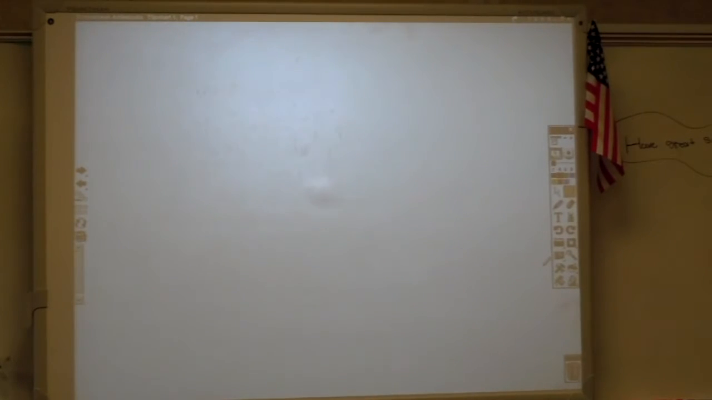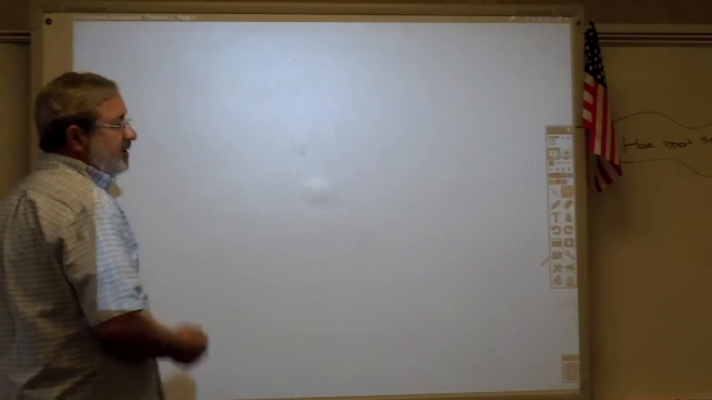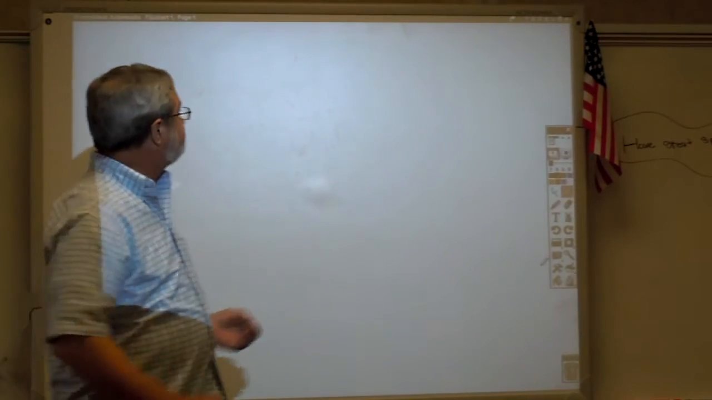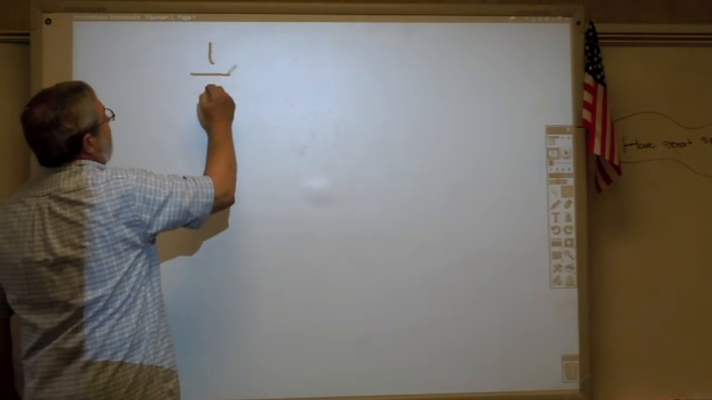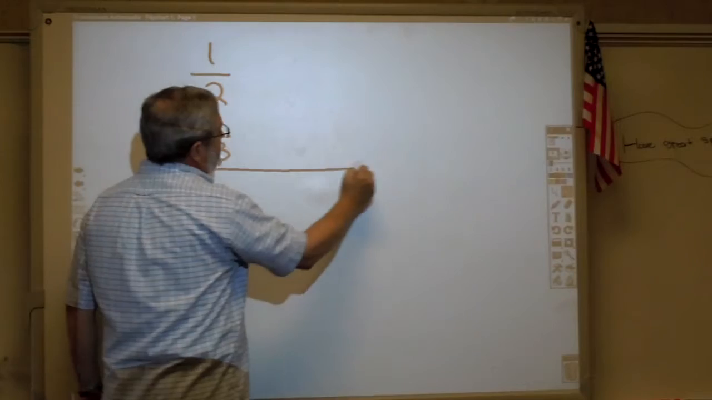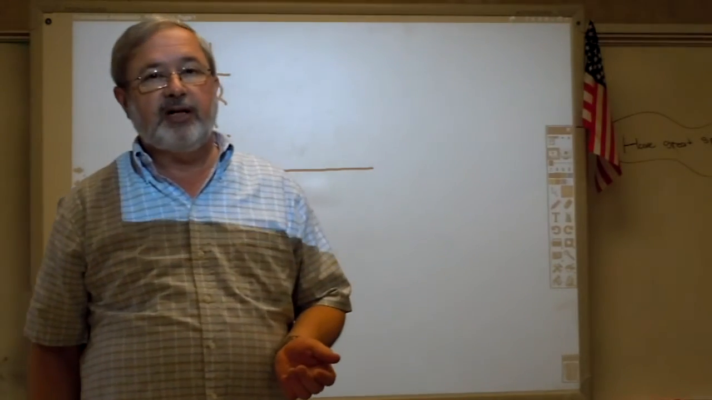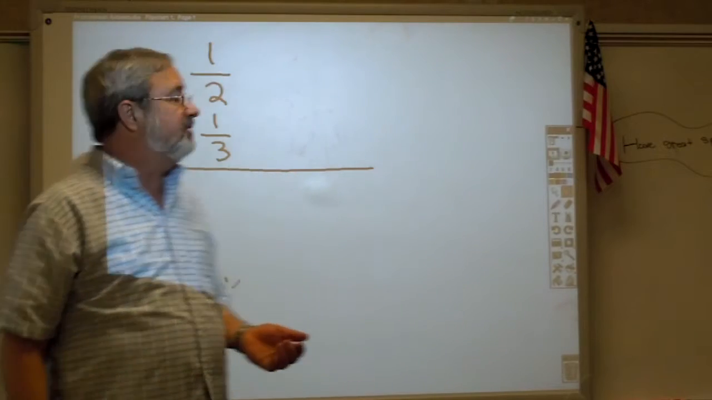Okay, boys and girls, now we're going to get into a little bit more detailed stuff with adding and subtracting with unlike denominators. Let's start with one that looks fairly simple. Let's do 1/2 plus 1/3. Now remember, in some of our previous lessons we talked about the fact we cannot add fractions with unlike denominators. We must have the same denominator.